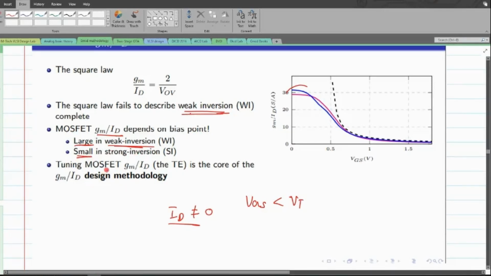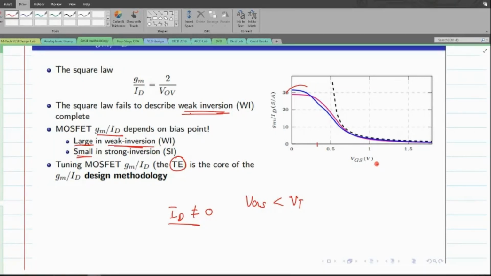One could see that there is a variation of GM over ID over the control input VGS. Due to this, I can tweak this GM over ID term to define the transistor efficiency. Because at different values of VGS, I have different values of transconductance efficiency. It is not the case as we learned in a BJT. In this case, we have some differences, due to which I can decide what efficiency I need based on the value of VGS here. And that is the core of this GM over ID. We have a variation for the control input.